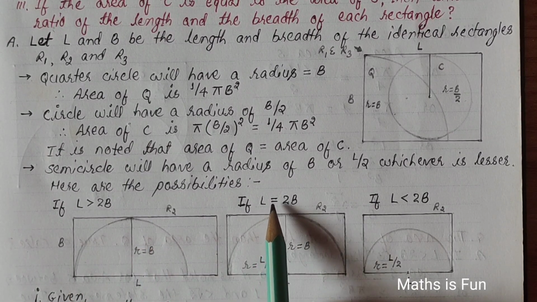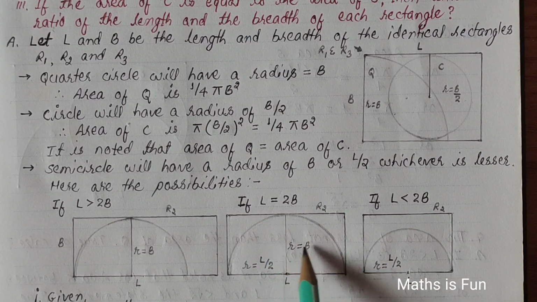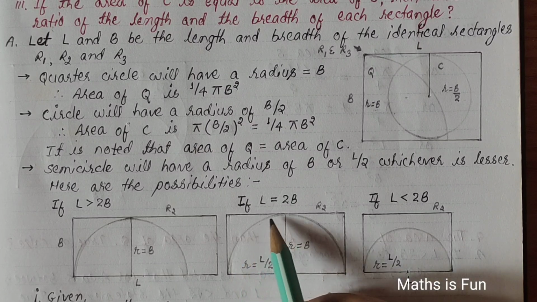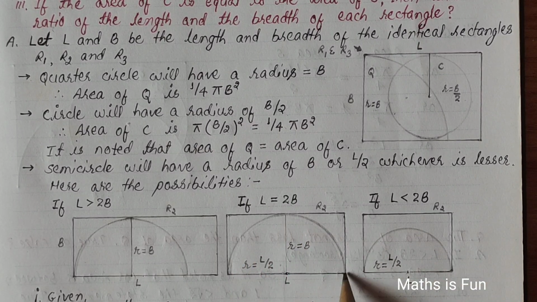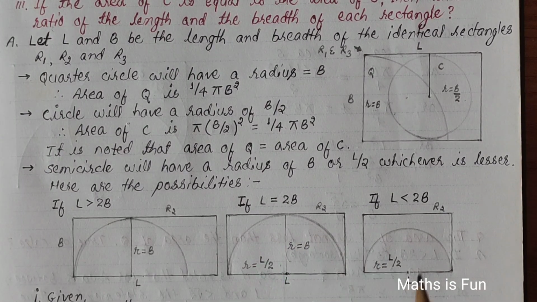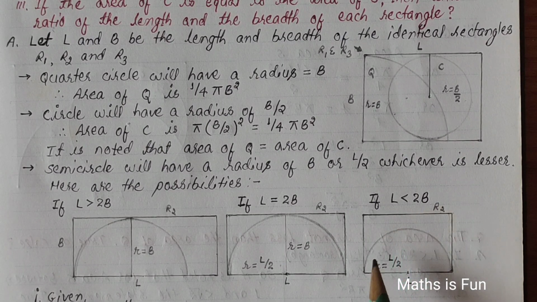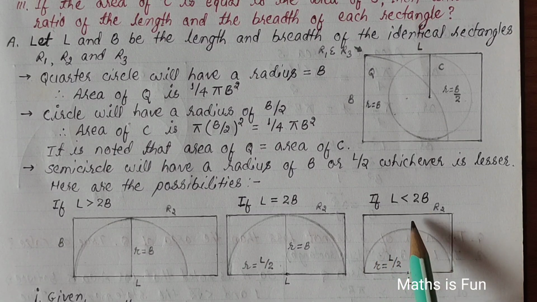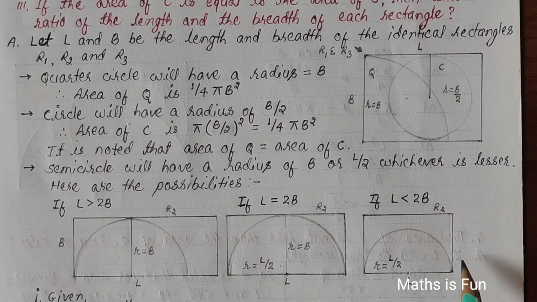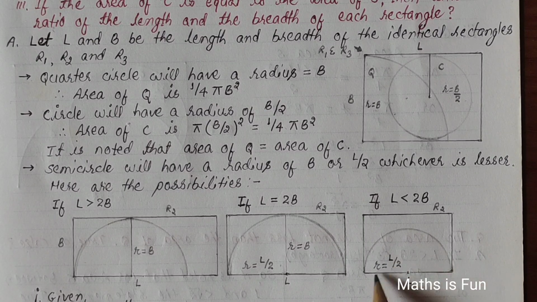Now if length is equal to 2 times B, then its radius equals B, or its radius equals L/2. In the middle of this length we take the center, then we can draw a semicircle like this. So L becomes the diameter and B becomes the radius of this semicircle. Now if the length is smaller than 2 times B, then we cannot draw a semicircle having radius equal to B. If we draw a radius equal to B, then that will not be a proper semicircle. So we have to take the diameter of this semicircle equal to L.